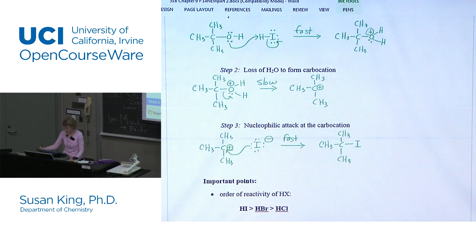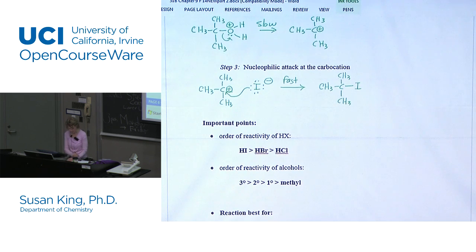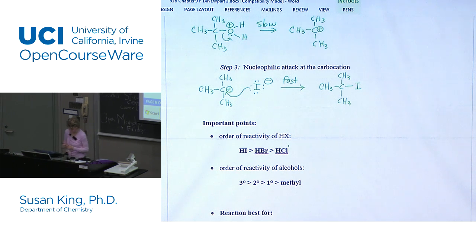All right, important points, order of reactivity. For HX, HI is fastest, followed by HBr, followed by HCl. And why is HCl slower? Well, it really comes right down to this step right here. Chloride ion is a weaker nucleophile. Okay, so that's slower, because Cl minus is a weaker nucleophile.